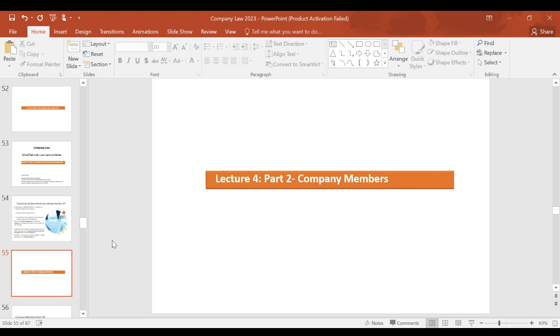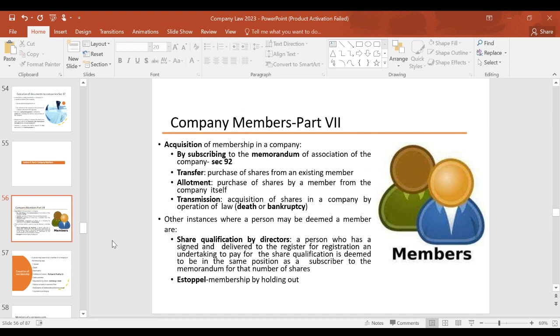Now, let us go to another chapter, which is on the company's membership, and that is part 2 of this particular lecture. With regards to membership, it's covered under Part 7 of the Companies Act, which provides for how one can acquire membership within a company.